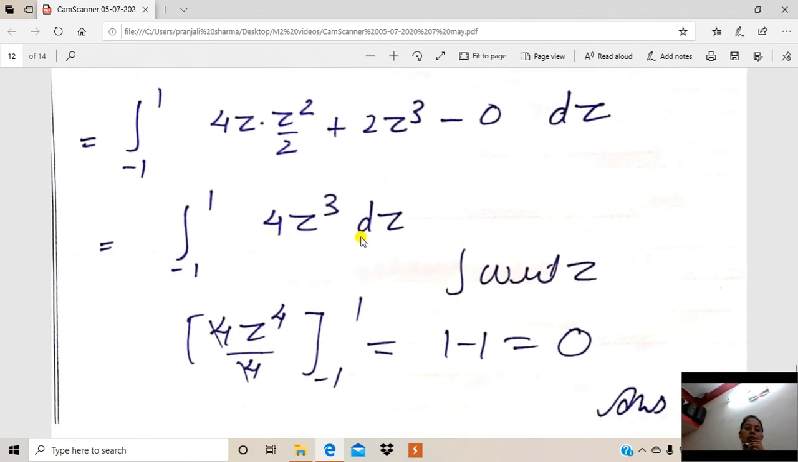Now the last integration, the third integration, is integration with respect to z. So if we integrate 4z cube, its integration will be 4z to the power 4 by 4 between the limits minus 1 to plus 1. And if we apply upper limit minus lower limit, it will be 1 to the power 4 minus 1 to the power 4, which is 1 minus 1, which is equal to 0. So this is the triple integration with variable limits. Next we will solve some more questions related to triple integration.